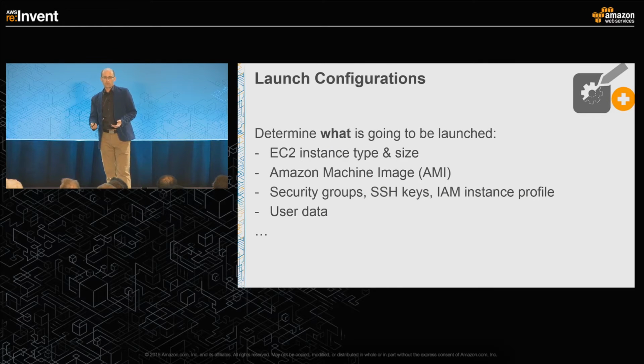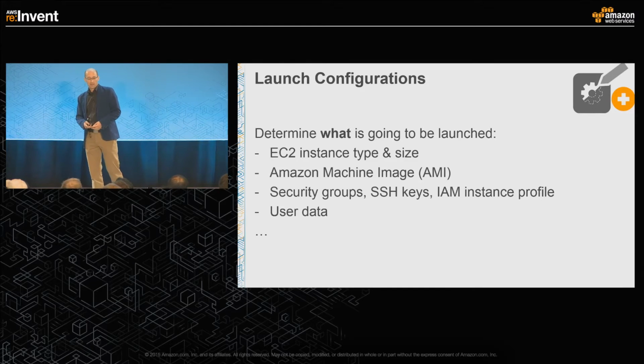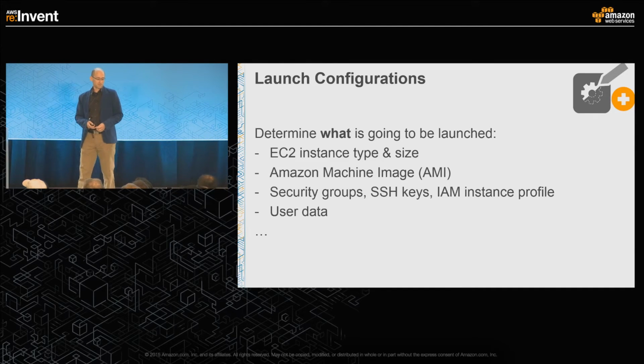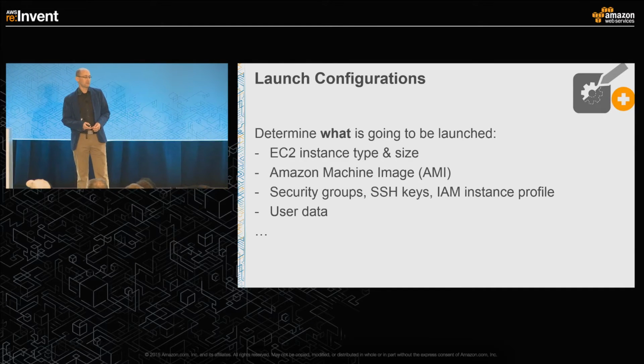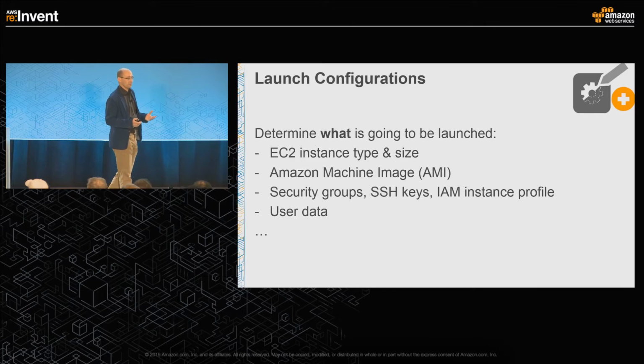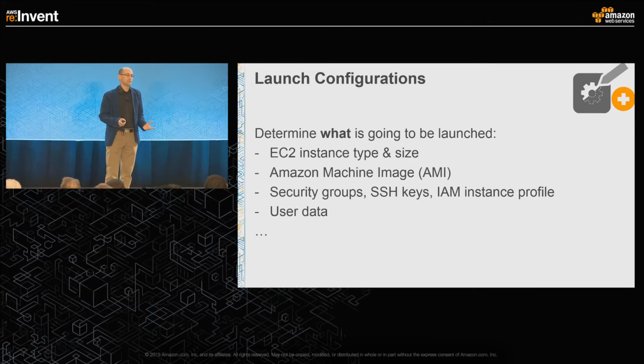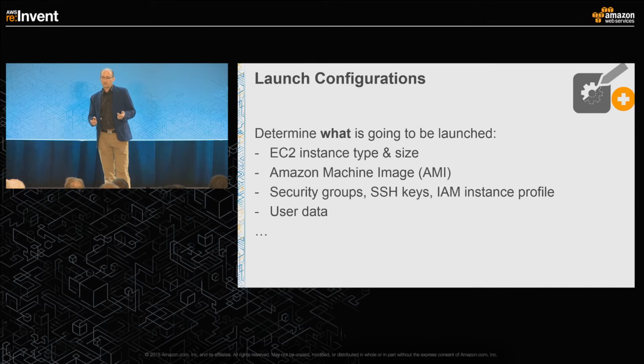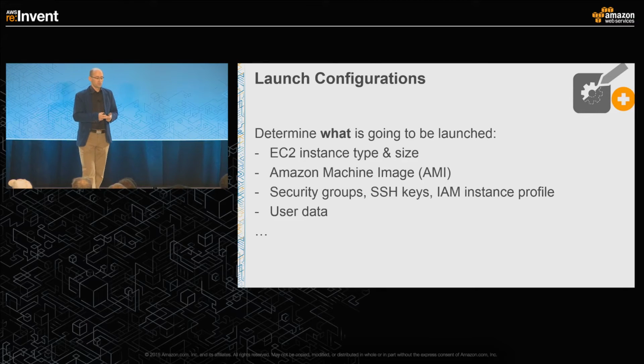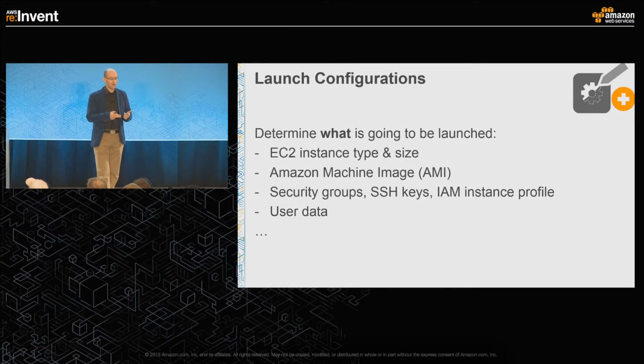But the next question, of course, is how does it know what kind of server to launch? And the answer is launch configurations. That's the second thing you need to configure when you launch an auto-scaling group, because the launch configuration tells the auto-scaling service what exactly it needs to launch. At the very least, it needs to know which kind of AMI it should run, so what kind of software, configuration, operating system is in there, which size of machine you want, which type of machine you want.